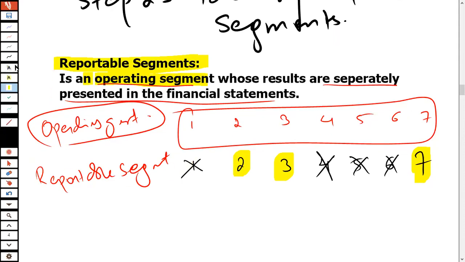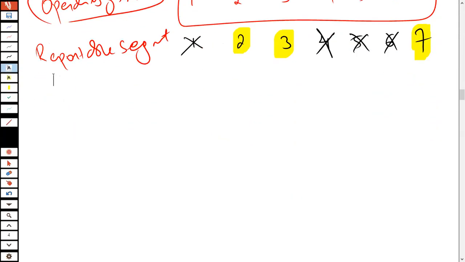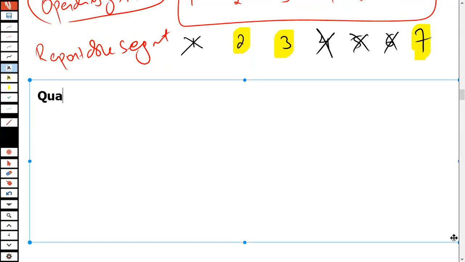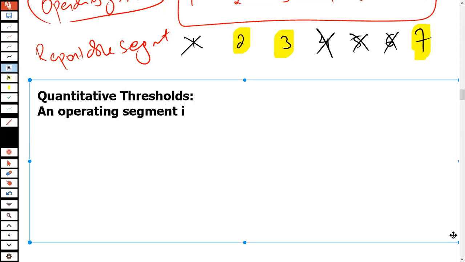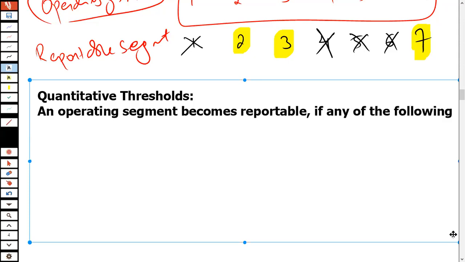Okay, now, what makes an operating segment reportable? There are various quantitative thresholds. What do we mean by these quantitative thresholds? It says an operating segment becomes a reportable segment if any of the following conditions are met.